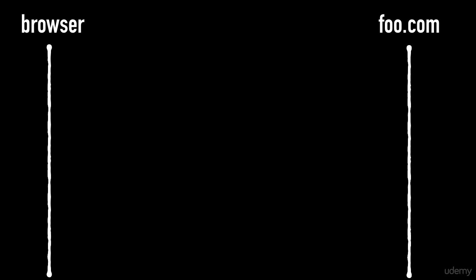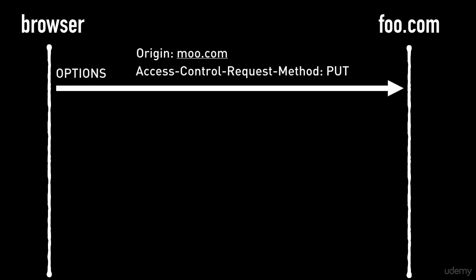So if we were issuing a PUT request, the first thing the browser would do is actually send an OPTIONS request to foo.com. It would still set the origin as moo.com, the same as if it was sending a GET request, but it would additionally send another header called Access-Control-Request-Method, with a value being the method that it eventually wants to send to the server. So in our example, we eventually want to send a PUT. And what the browser is basically saying is, hey, look, I want to send a PUT. This is the kind of data I'm going to send when I send you my PUT. Is this allowed? Is this okay?